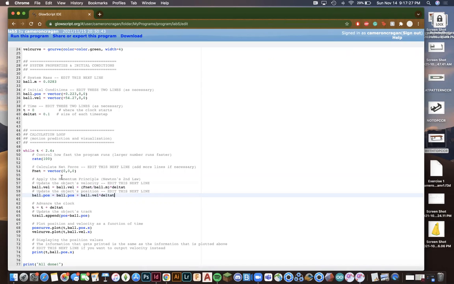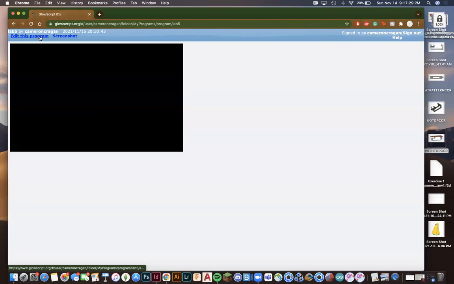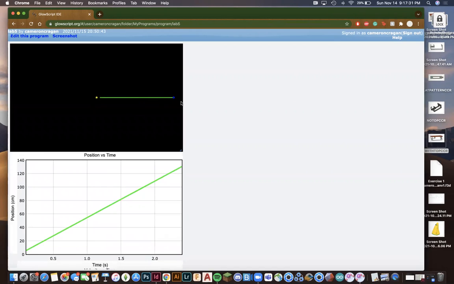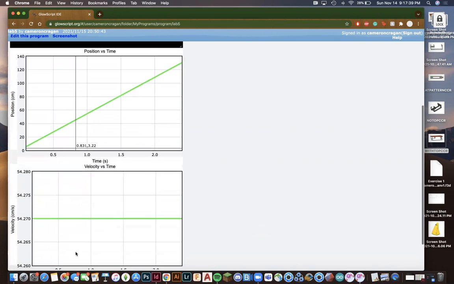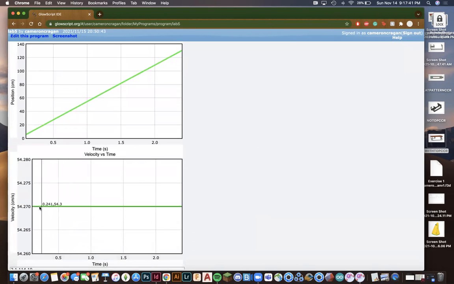And then when you run the program, this shows the ball moving in this direction as position versus time, and where the initial velocity and constant velocity is 54 centimeters per second.